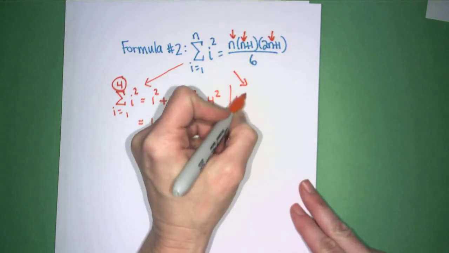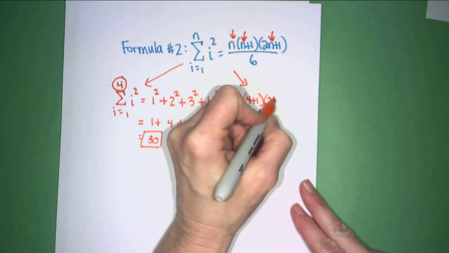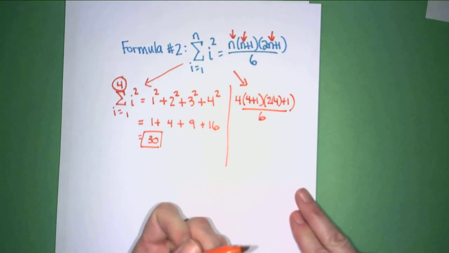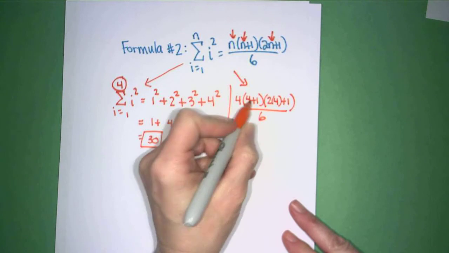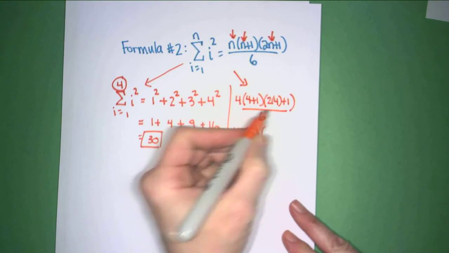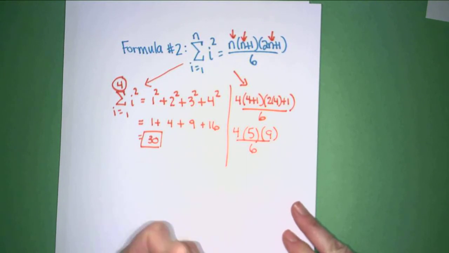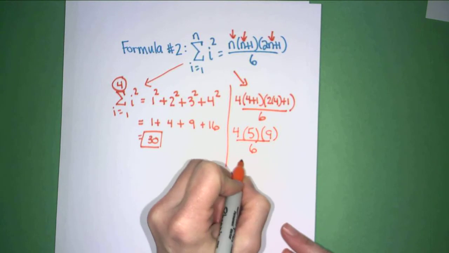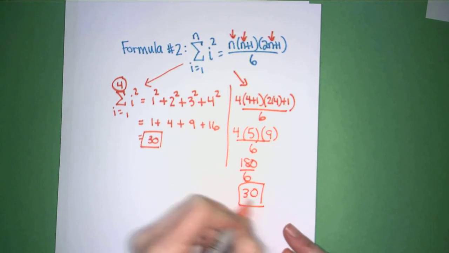4 times 4 plus 1 times 2 times 4 plus 1 all over 6. Now hopefully this is going to give me 30. Let's see if it does. I'd have 4 times 5 times 9 divided by 6. So 4 times 5 is 20. 20 times 9, 180. 180 divided by 6 is also 30.